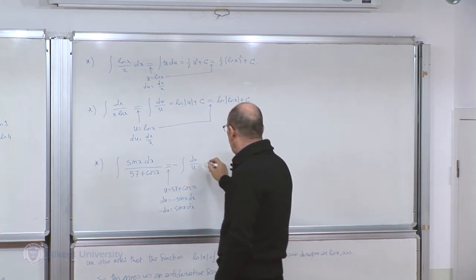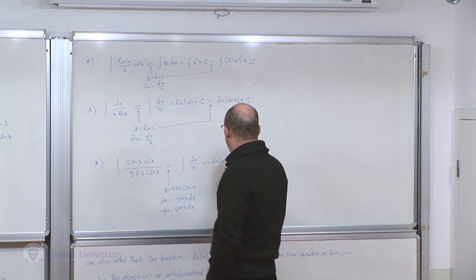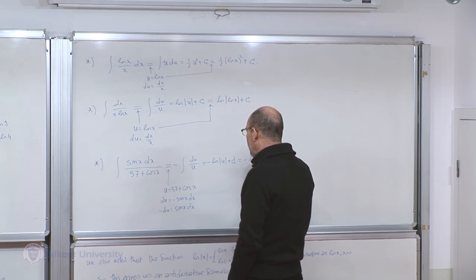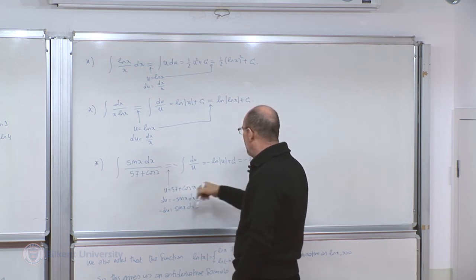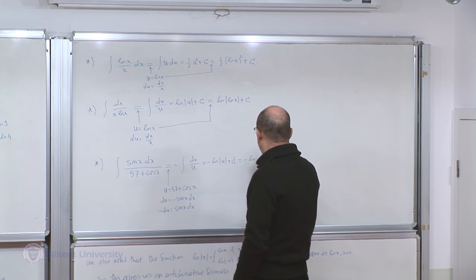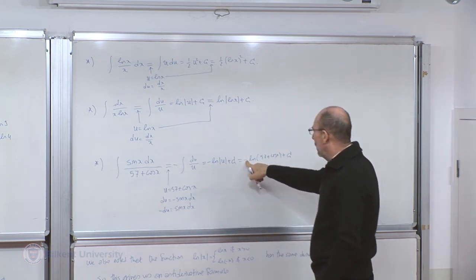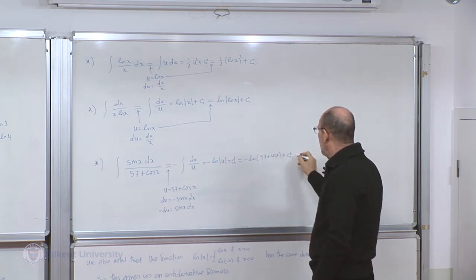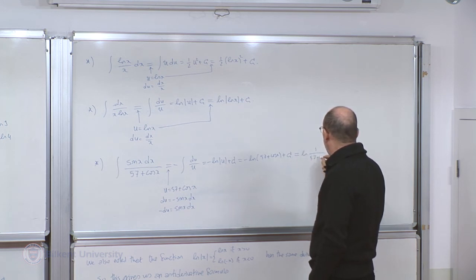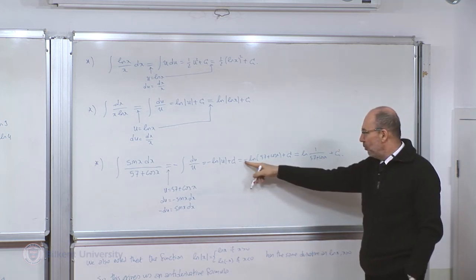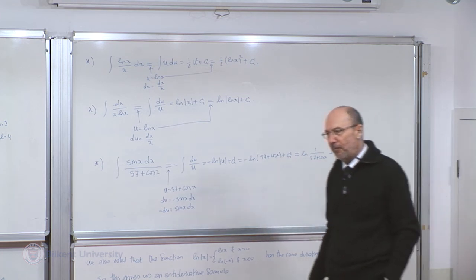So now this is minus ln u plus c, and this is minus ln, well, 57 plus cosine x is always positive, so I can write minus ln of 57 plus cosine x plus c. And sometimes we don't like this minus here, sometimes we like it. So it is up to your taste to write it as ln of 1 over 57 plus cosine x plus c. So you either prefer this one or you prefer the minus one.